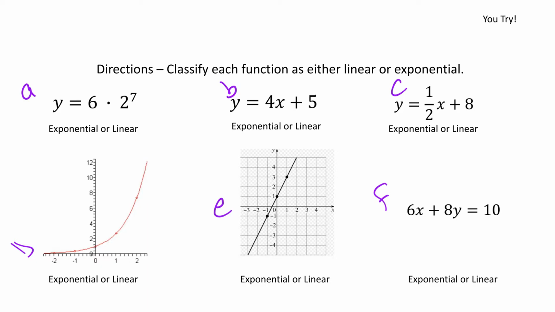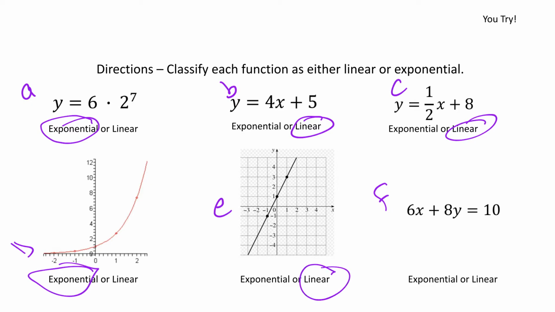So with the Edpuzzle questions, you're going to answer whether these equations are exponential or linear. Okay, so as for this, the first one is exponential. The second, B, is linear. C is linear. D is exponential because it looks like a really fun slide. And E is linear because it's a line. And then F is linear. It's in standard form of a linear equation.